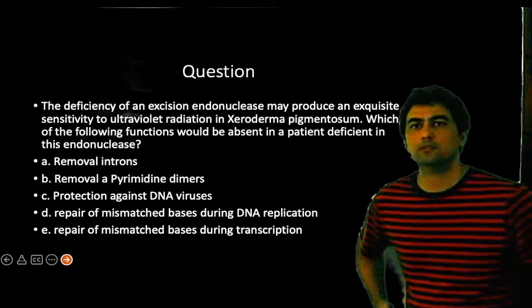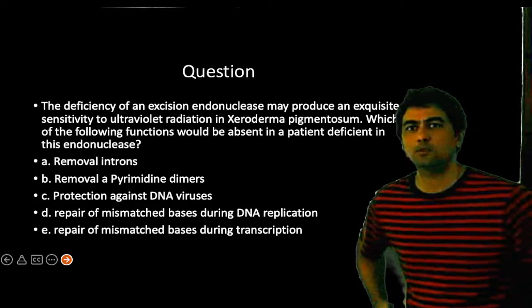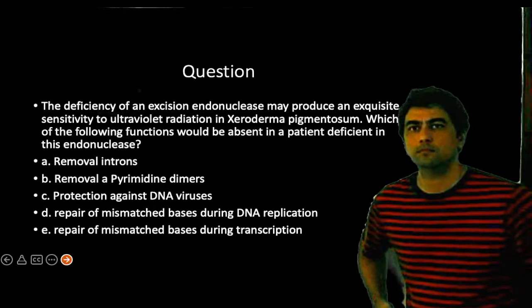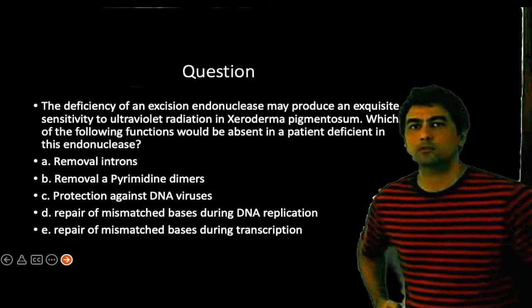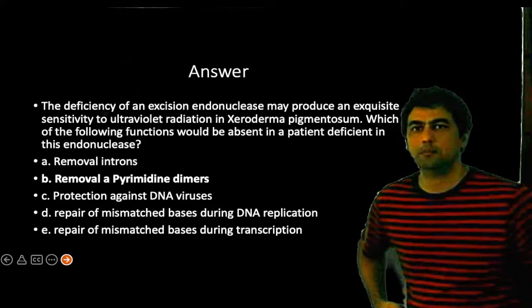The other question: the deficiency of an excision endonuclease may produce an exquisite sensitivity to ultraviolet radiation in xeroderma pigmentosum. Which of the following functions would be absent in a patient deficient in this endonuclease? So xeroderma pigmentosum is famous for defective removal and repair of pyrimidine dimers.